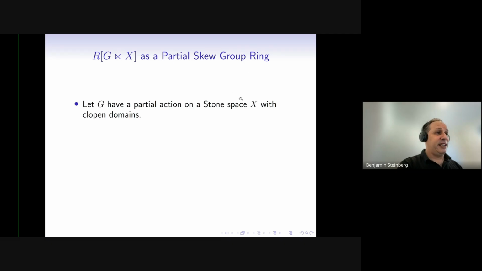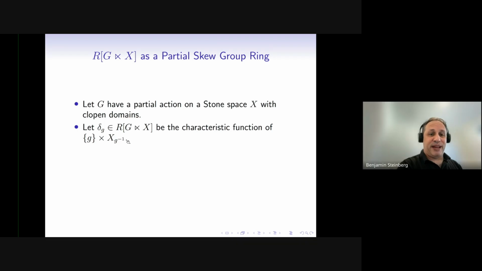So suppose G has a partial action on a Stone space with clopen domains. I want X compact again so that I have a unit, and so that everything I write down makes sense. So inside the algebra of this groupoid, I can take the characteristic function of {g} × the domain of g. So this is an example of what's called a bisection of this groupoid. So X_{g^{-1}} is clopen and X is compact. So X_{g^{-1}} is compact. So {g} × X_{g^{-1}} is compact. And it's also open because X_{g^{-1}} was clopen, and this is the product topology. So this is a legitimate guy in my algebra. It's the characteristic function of a compact open subset. So it's a completely legitimate guy, δ_g.